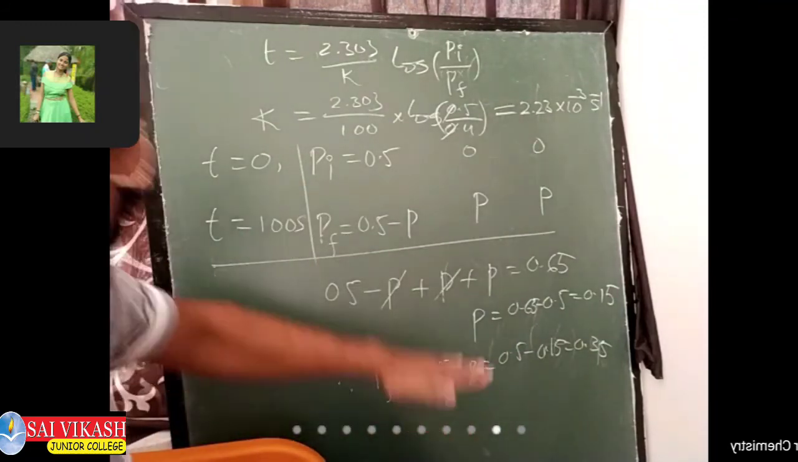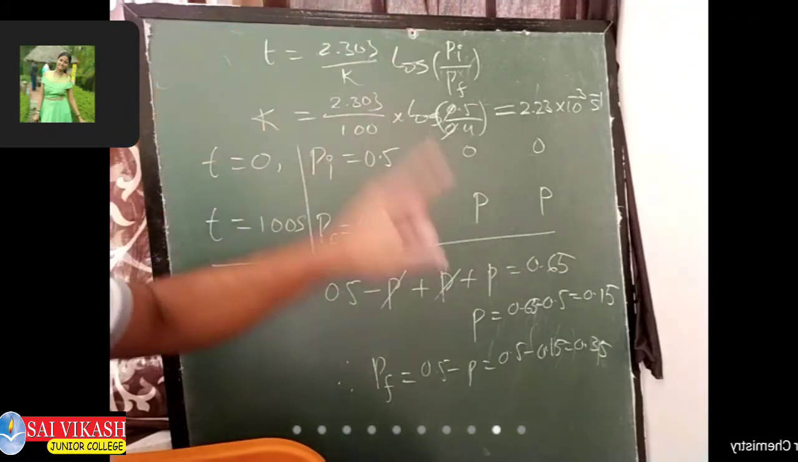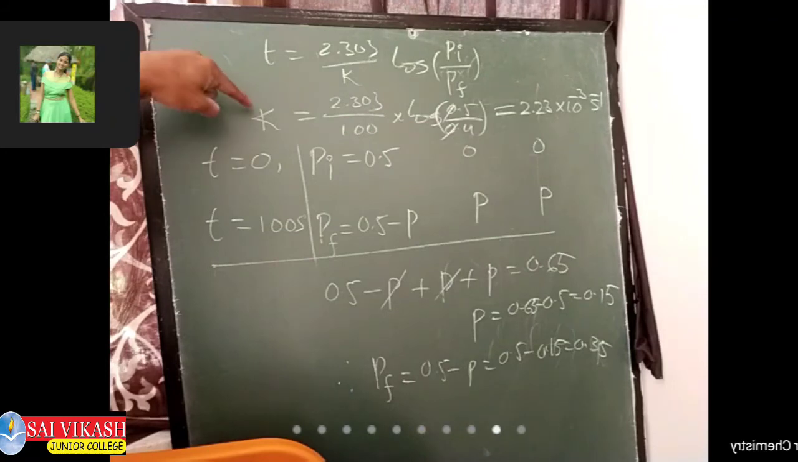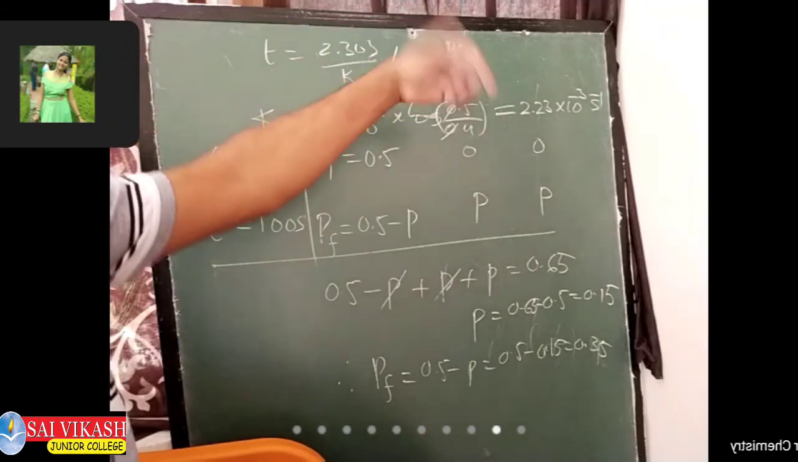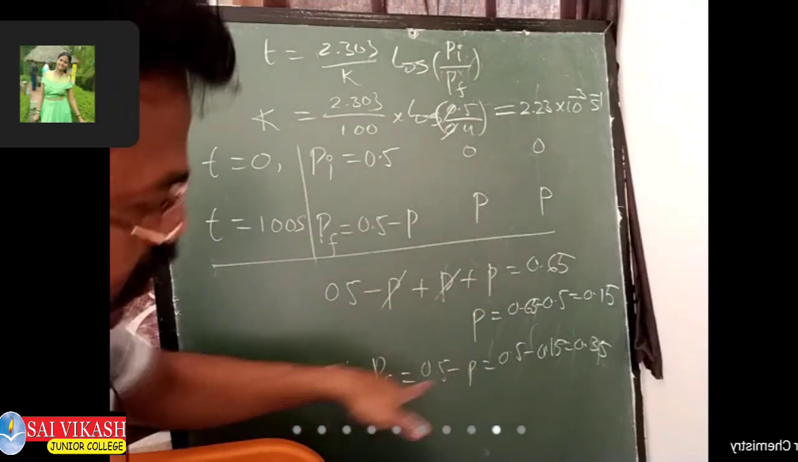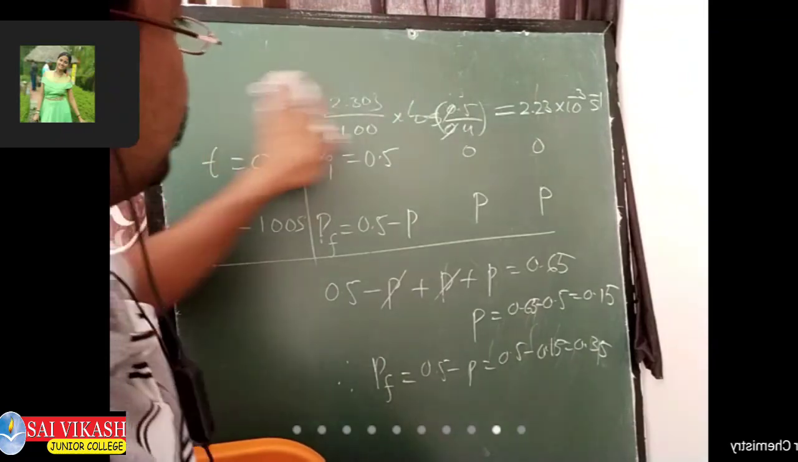Now there is no need to substitute in this formula, because earlier we substituted P final to find out K. K we got, and K will be constant. But they are asking the rate. We got the final pressure, so now we will find the rate. See how to find the rate.